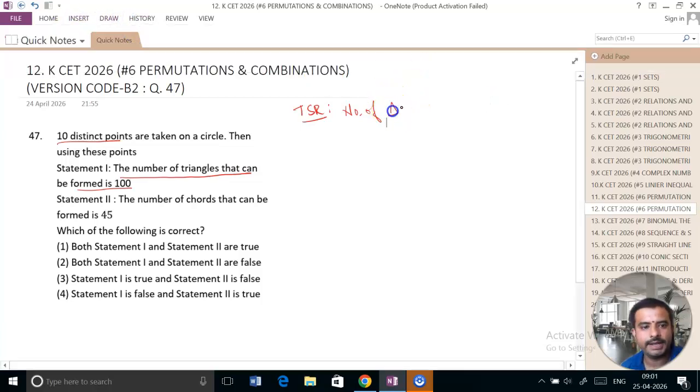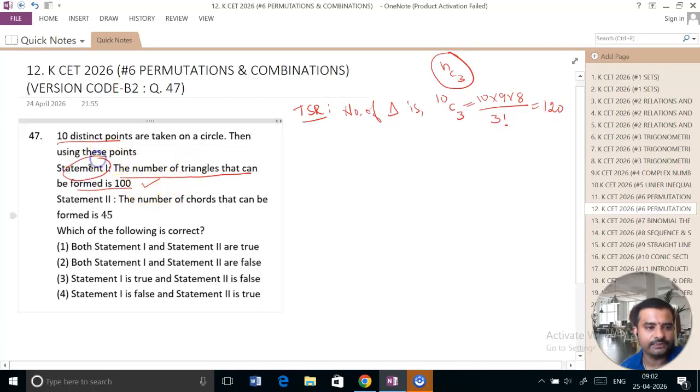Number of triangles is 10C3, that is nC3. If you have n number of points, the time saving result is nC3. So here they given 10 distinct points, 10C3. This can be written as 10 into 9 into 8, three numbers in decreasing order, and we have to take 3 factorial in the denominator. The answer will give 120, but they given 100. So statement 1 is false.